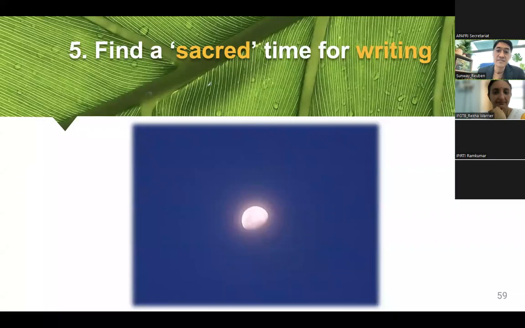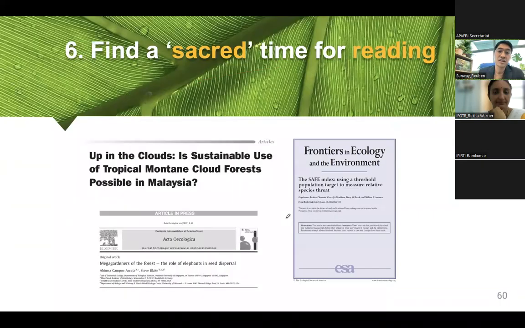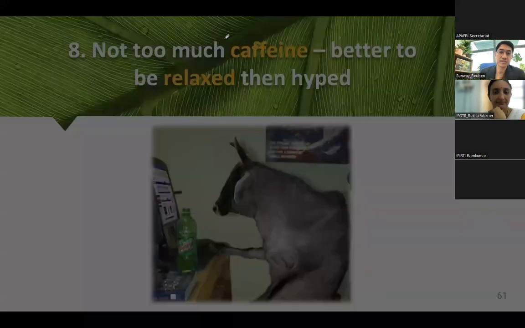Number 5, find a sacred time for writing. Sometimes the best time to write is after your kids go to sleep, 11 o'clock, 12 o'clock at night, no disturbance, no emails coming in. Choose that time, or wake up early in the morning, 5, 6 a.m. Choose writing, because it's so difficult to try to write throughout the day these days. And also find a sacred time for reading. If you can't read articles, you're not able to write papers, so reading is so important. Try to find your sacred time for writing and reading. Again, it could be at night or early in the morning.